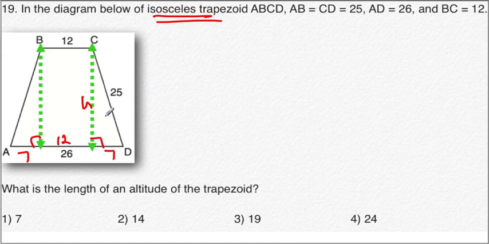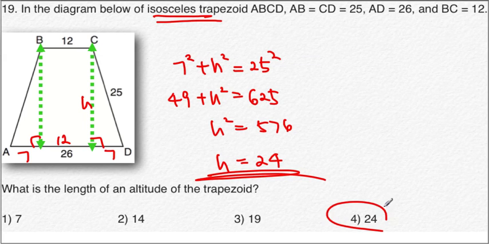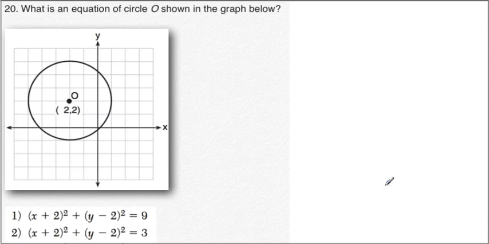Some of you might have recognized that this is a 7, 24, 25 triangle. But just to calculate that one more time, 7 squared plus h squared is equal to 25 squared. Here we get 49 plus h squared must be equal to 625. By subtracting 49 from each side, we get 576. Then h would be equal to 24. Choice number 4 becomes our answer.